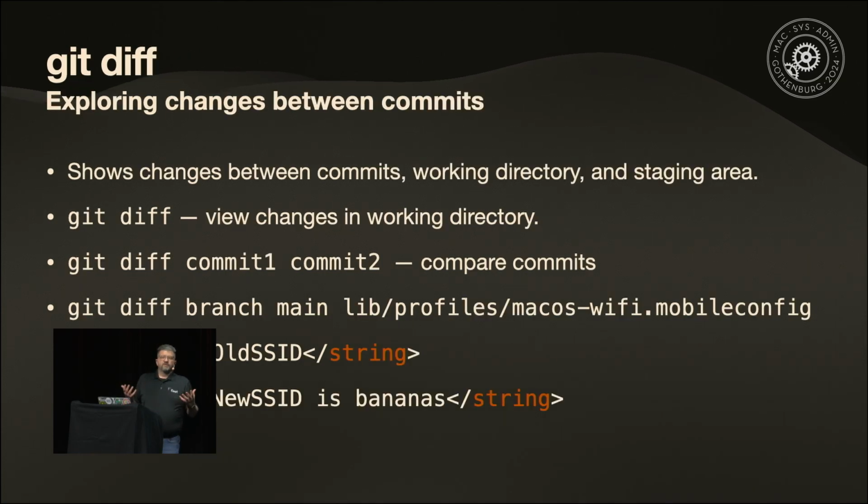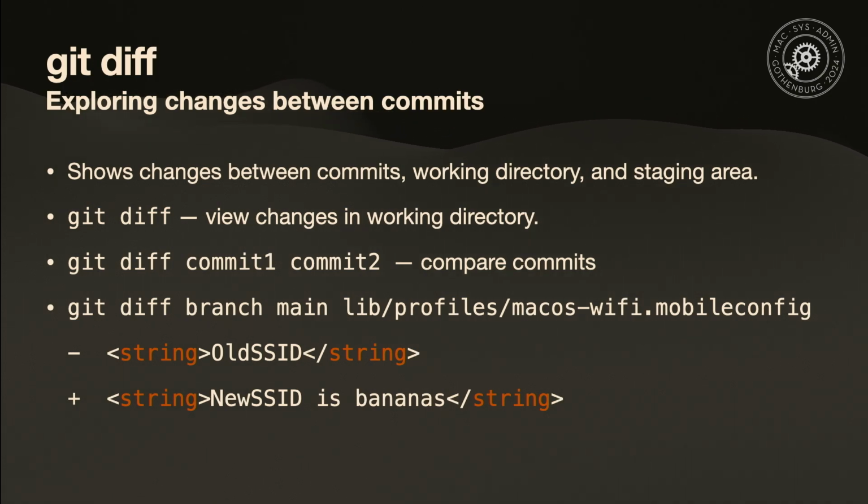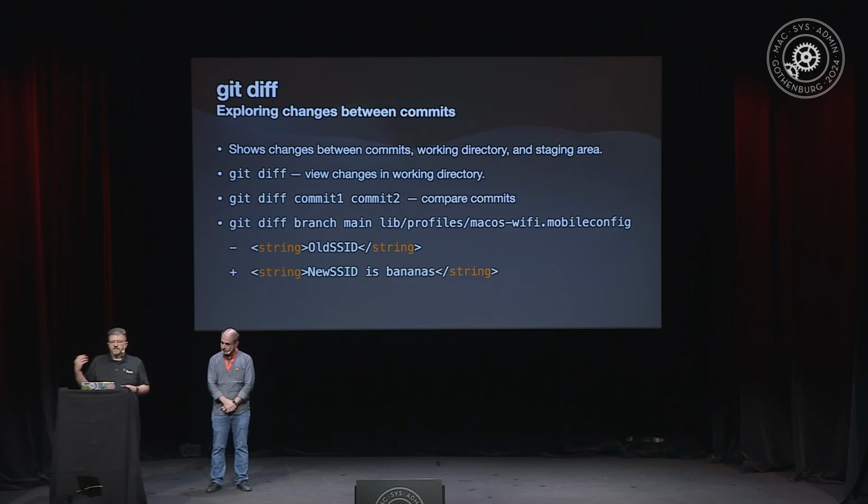Git comes with a very powerful tool called git diff. This allows me to see all of the changes that are happening. I can focus this on an entire directory. I can look at commit to commit. I can look at a specific branch to see what's changing. So this allows me to see that, in this configuration, I'm changing the old SSID to a new SSID as bananas. We have to have banana references in all of our presentations.